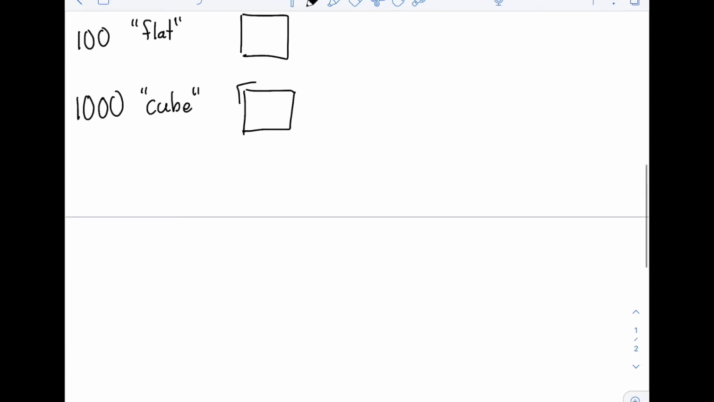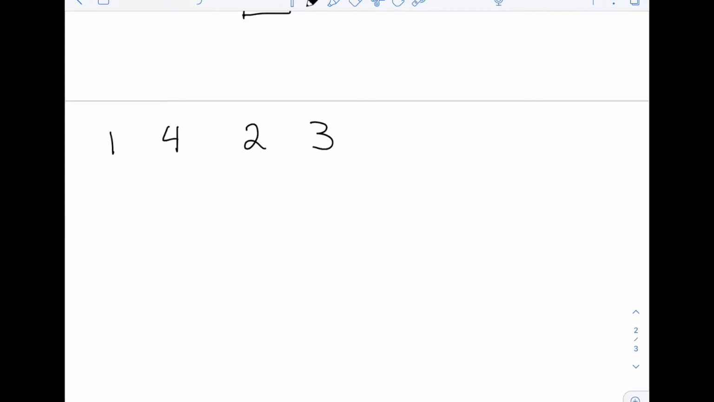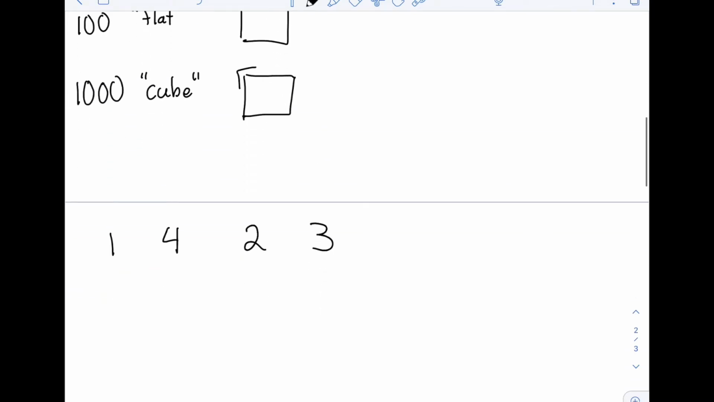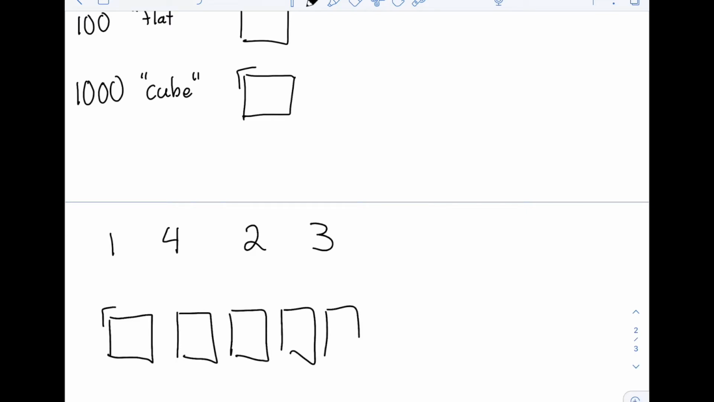If I wanted to represent the number 1,423 with base 10 blocks, but using the shorthand, I'd use this key that I have up here. And so I'd have 1,000. I would draw 4 hundreds, 2 tens, 2 of the flats, and then 3 singles right there.